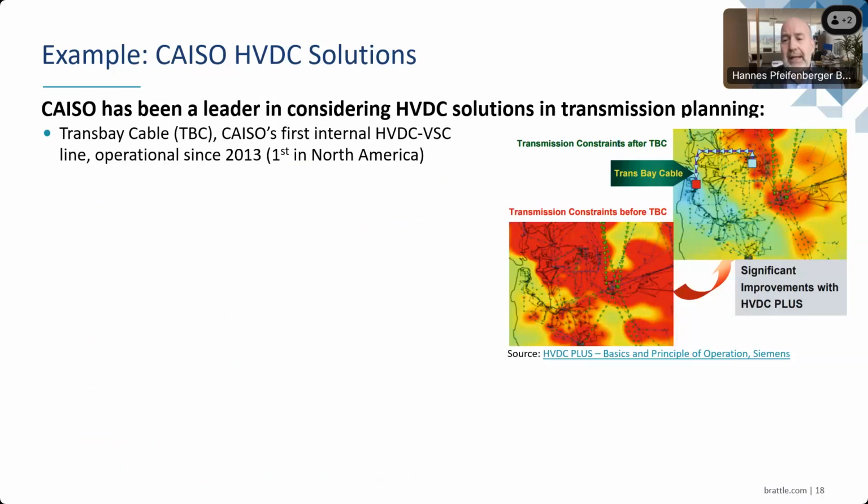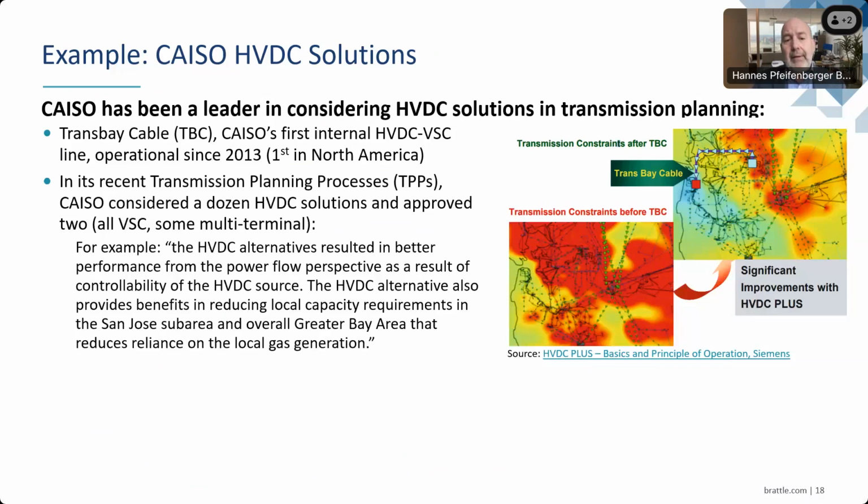We also have examples stateside. CalISO has been a leader in considering HVDC solutions. They're the first one to host a VSC-based system, the Trans-Bay cable between the East Bay and San Francisco in North America. They have, in the more recent planning process, considered dozens of HVDC solutions and approved 2 multi-terminal VSC-based HVDC solutions because they resulted in better performance from the power flow perspective as a result of controllability. It also provided benefits in reducing local capacity requirements and allowed for reduced reliance on local gas generation. So HVDC is being planned, but these are still the exceptions.